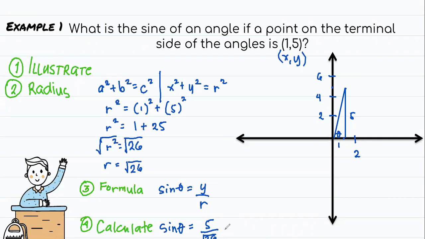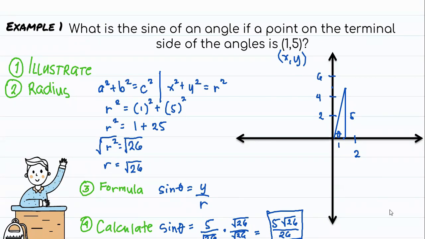So let's simplify this. How are we going to simplify? We multiply both sides by the square root of 26 over square root of 26. So we will be having 5 square root of 26 over 26. So this would be our final answer. Therefore, sine theta is 5 square root of 26 over 26.